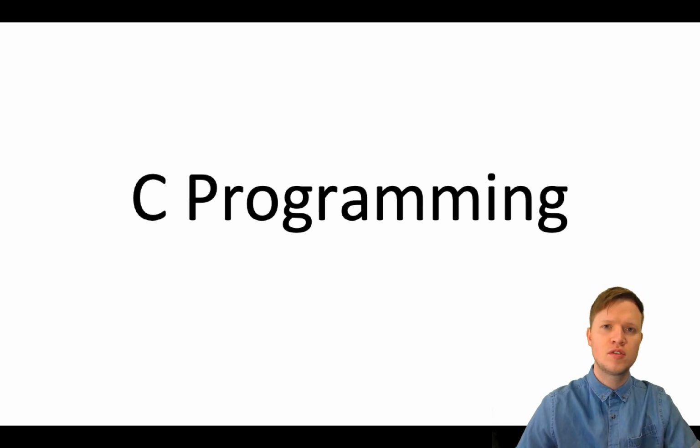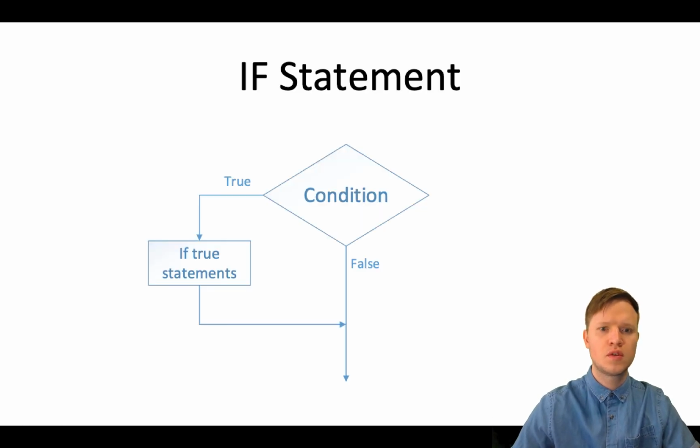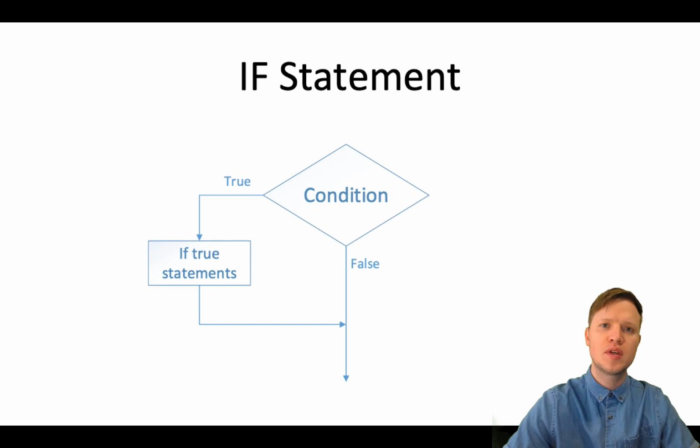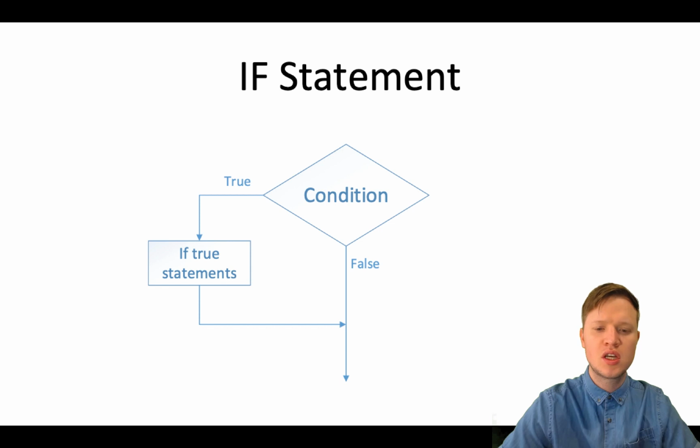Let's look at the flow diagram of an if statement. So the if statement has a condition. This condition will either give us a true or a false. In the if statement, if the condition is true, there will be some if true statements that will be executed, and then it will continue with the rest of the program. If the condition is false, we will just skip these if true statements and continue with the rest of the program. That is the basics of the if statement.